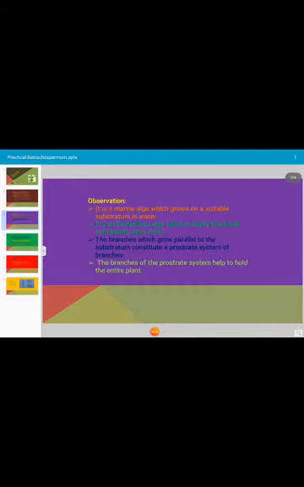Next, in observation, what we have to write about the Batrachospermum type of algae? It is a marine alga which grows on suitable substratum in water. It is a filamentous alga which is highly branched with bluish green color. The branches which grow parallel to the substratum constitute a prostrate system of branches. The branches of the prostrate system help to hold the entire plant.